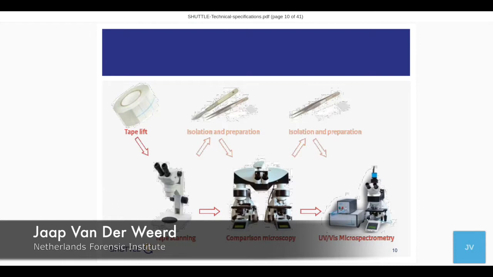But then we want to go to another microscope, the comparison microscope. So we have to isolate the things, because the current tapes are not good enough for high magnification microscopy. We isolate them. And if you want to go further to microspectrometry, then glass slides are not good enough in the same way. So we again isolate the traces and go to the next technique. So this is a very complicated, very time-consuming technique. This is the standard procedure for many labs with regards to fibers.